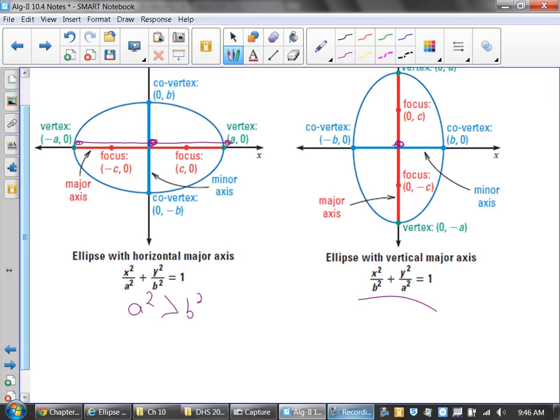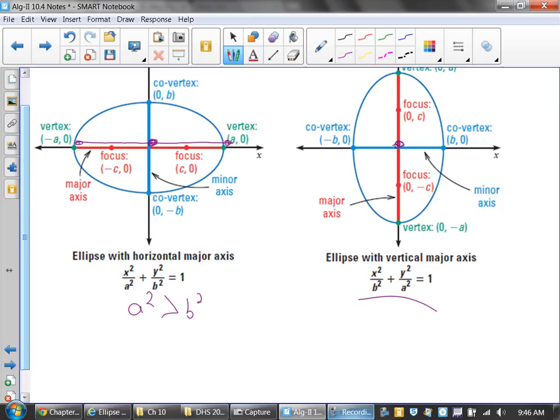So what we are able to do here is take any one of these equations written in standard form, where they always equal 1, and get these bits of information. Since they're centered at 0, your vertex is always going to be at (a, 0) and (negative a, 0). Your co-vertex, for when it's stretched left and right, is (0, b) and (0, negative b).